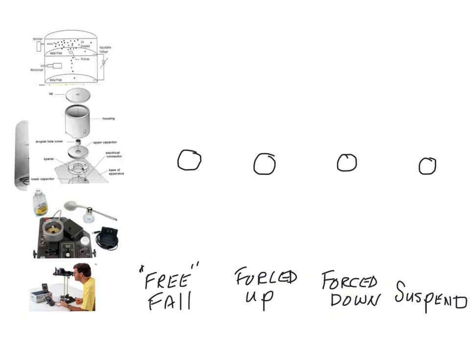So we want to consider that situation. And the last situation that we didn't do was if we had the drop going up and we were able to lower the voltage, we could make it go up slower and slower. And so we would lower the voltage until the drop was suspended. So what you want to do is identify all the forces acting in these 4 situations.